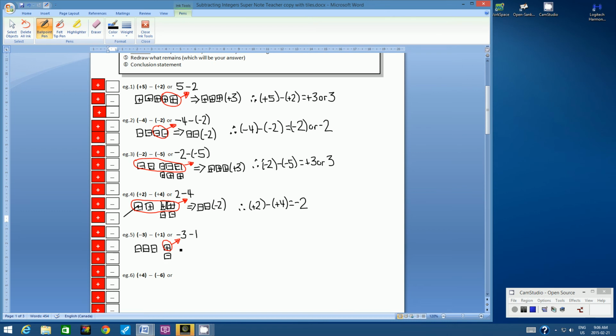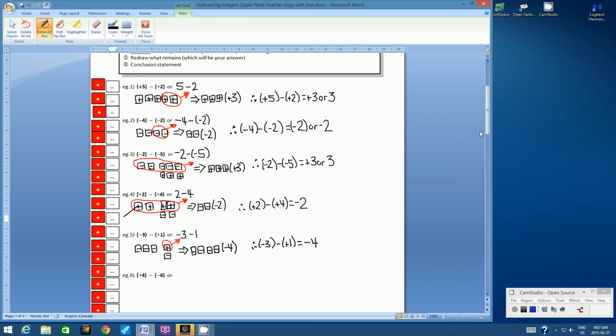All right, let's redraw what remains. What remains is 4 negative tiles. Okay, and our answer is 4 negative. Therefore, -3 subtract +1 equals -4. Okay?